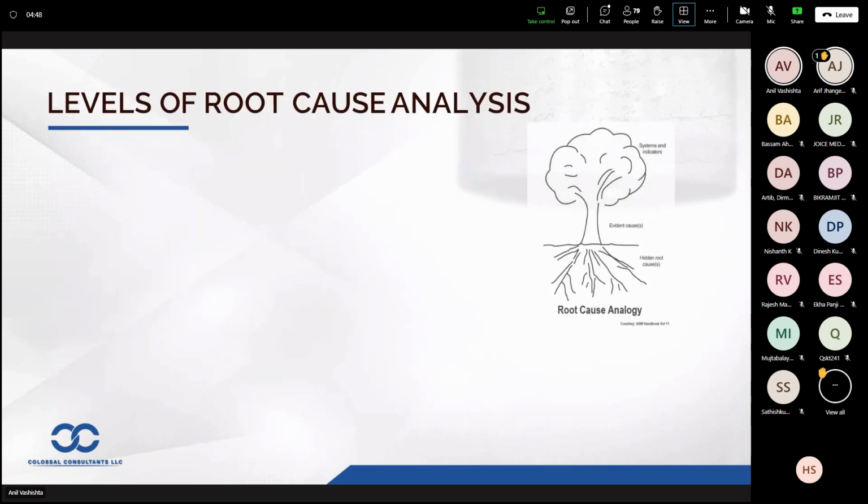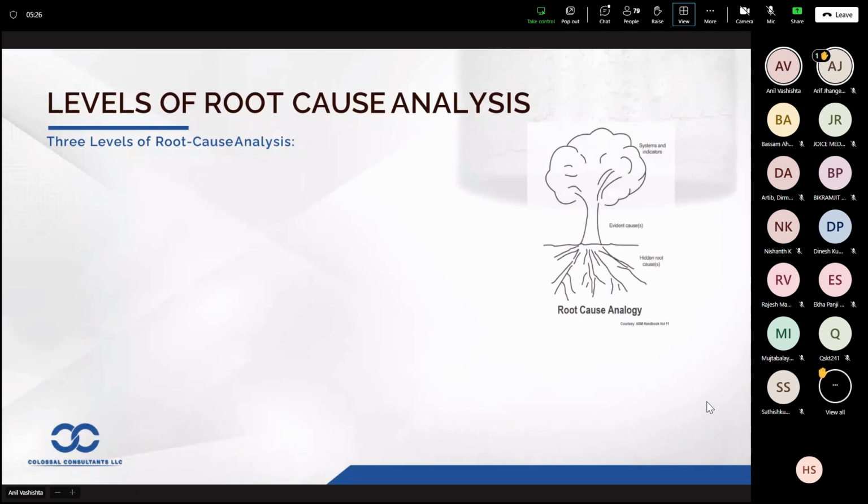Root cause analysis has different levels. What we see on the right hand side is a tree. What you see is the systems and indicators or the equipment. And there are some evident causes of the failure, which you can see very easily. But there are several causes which have caused the failure, which are the root causes, which are below the ground. You can't see them. So RCA is to identify those root causes.